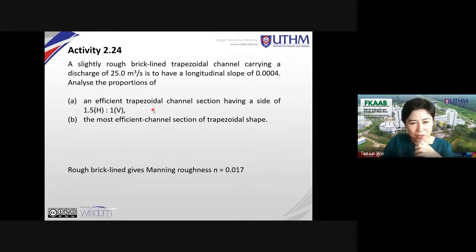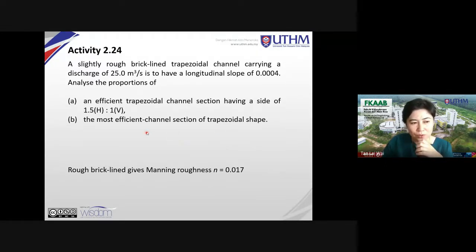Now there are two parts of the question here. The first part actually states the side slope, which is given as 1.5 horizontal and 1 vertical. If it's given, that means you cannot change your side slope. You have to use this side slope. Therefore, the side slope is constant. The second part doesn't give a side slope. It just says find the most efficient or analyze the proportion for the most efficient channel section of trapezoidal shape.